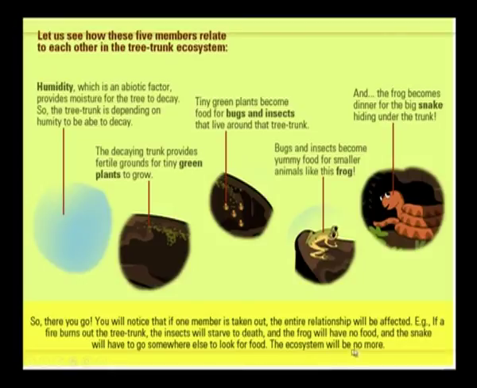The ecosystem will be no more. So as we told before, let's say the tree has been caught up with fire and everything completely dries out. What will happen is the humidity doesn't exist anymore, and the plants and the small insects which were present in the tree due to the humidity, everything completely gets destroyed.